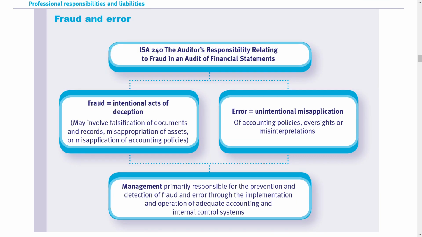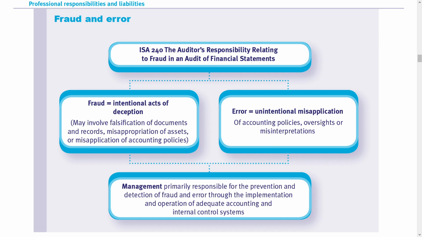Next, fraud and error. For fraud and error, we have a standard that is ISA 240. According to that, what is the auditor's responsibility when there's a fraud? You need to identify whether it's a fraud or an error, because if it's an error, then a different treatment has to be done. If it's a fraud, more caution has to be taken, right? If it's a fraud, that means intentional acts of deception.